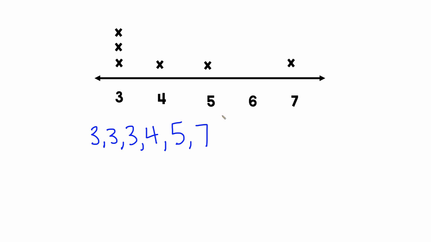So if we were looking at this line plot, they could ask you something like, what's the range of this line plot? And the smallest number would be 3, and the largest number would be 7. The good thing about a line plot is it's already in order for you. So you would just do 7 minus 3, and the range of this line plot would be 4.